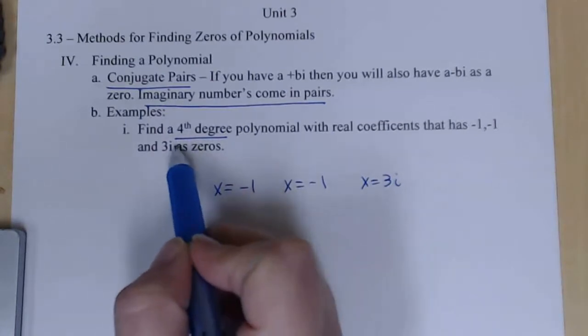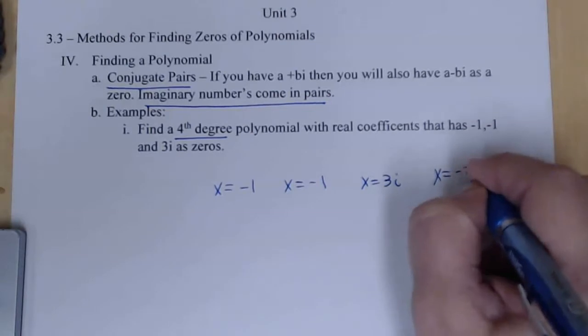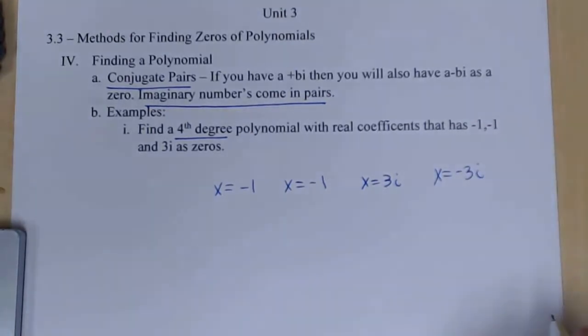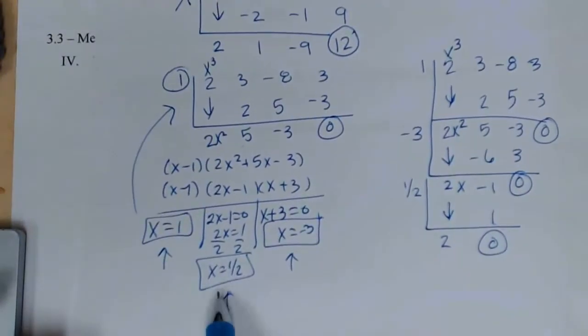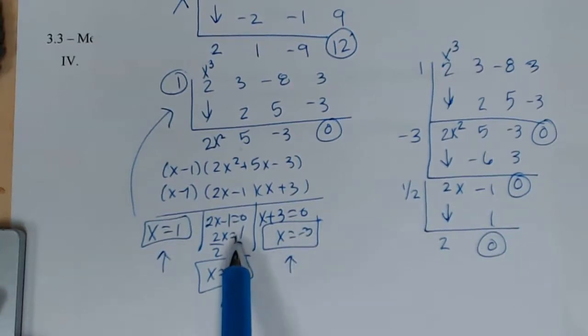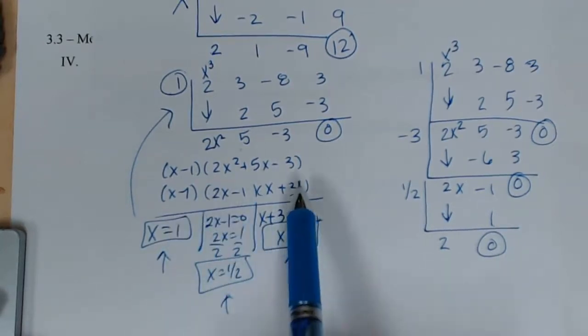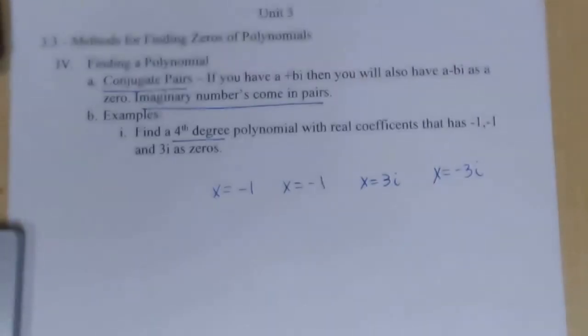Well, this is where it comes into play. If I have positive 3i, I can make the assumption that I also have -3i and be correct in it. So what we're going to do with this is, instead of starting with a 4th degree polynomial and breaking it down to zeros, we're going to start with the zeros and work our way back up, turn them into factors, multiply them back together, and end up at this point. So I want to work that problem with you here.